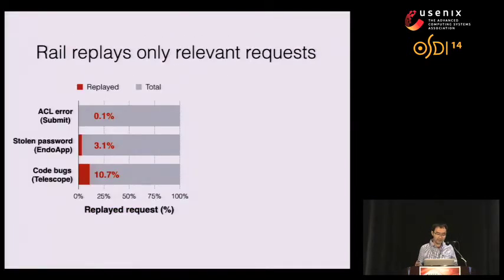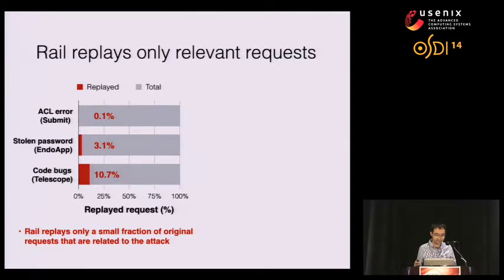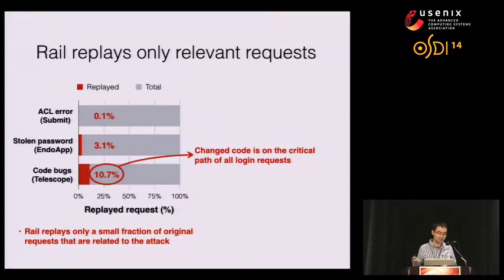Next, we're going to evaluate how Rail's selective replay performs. We compare the number of requests replayed by Rail versus the total number of requests. As we can see here, Rail replays only a small fraction of the original requests that are related to the attack. The worst case is for Telescope, for which Rail replays about 10% of the requests. This is because the changed code, the patch code, is actually on a critical path of all the logging requests. So Rail has to replay all the logging requests in order to figure out all potential leaks.